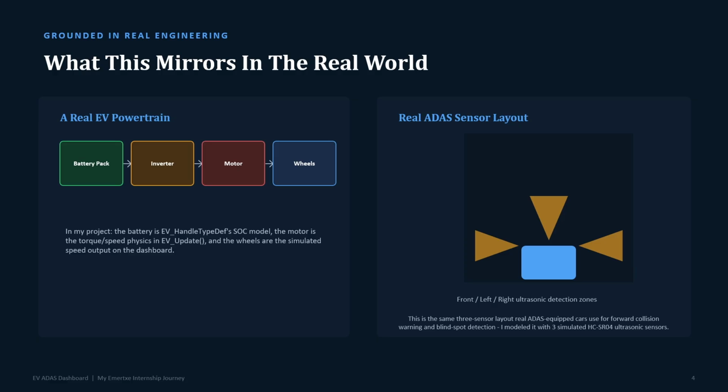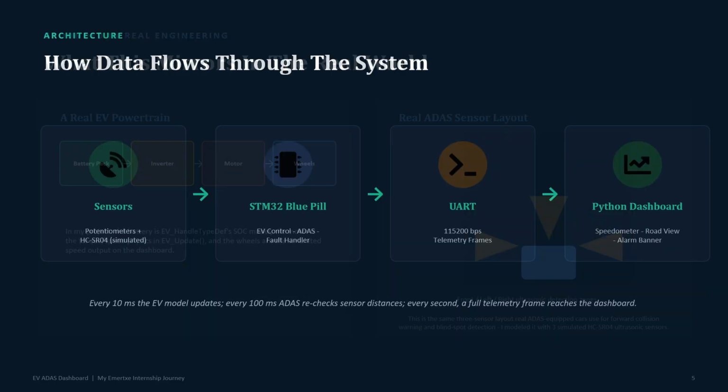On the right side, we can see a three sensor ADAS layout similar to what's commonly used for front obstacle detection and blind spot monitoring. The project is also designed around the same concept using three ultrasonic sensors. The idea was not just to build a simulation but to understand how these concepts are applied in real automotive embedded systems.